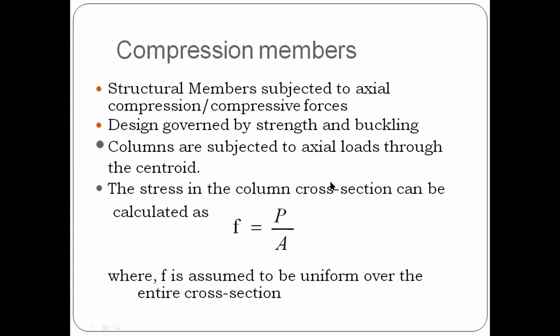So design is governed by strength and buckling. Your compression members are designed not only for their axial strength, they should also be designed for buckling. Why? Because as the member is under compression, there is a possibility of buckling due to unexpected eccentric loads. Basically, columns are subjected to axial loads through the centroid, so we can calculate the design compression stress as load by area, where P is the applied axial force and A is the cross-sectional area of the member. That is how we usually calculate the compression strength of the member based on its axial force.